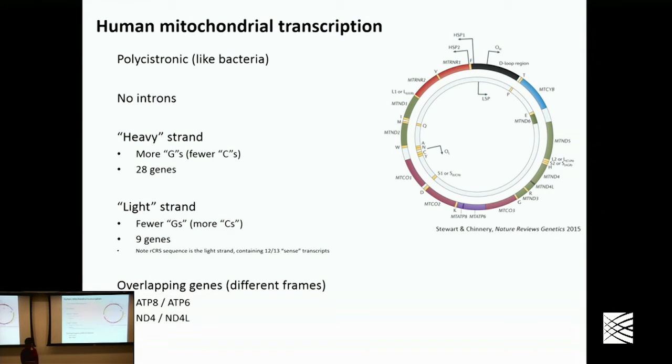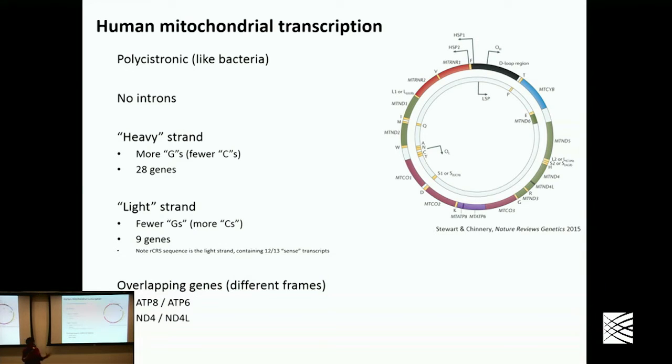And the transcription of these genes is much more like bacterial genomes than it is for nuclear genomes. They're polycistronic, meaning that you transcribe almost the whole circular molecule and then it gets broken up, clipped into little bits and translated into proteins, just like a bacteria. There are no introns in animal mitochondria, or at least in ours.